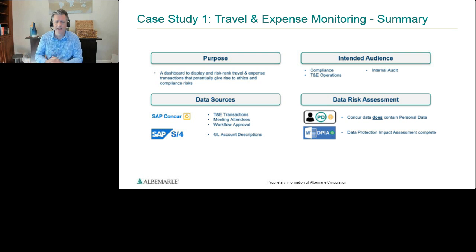Case study one was a monitoring tool for the traveling expenses of our employees. Our data sources are from Concur and from SAP. The audience for this particular dashboard is a compliance team, our T&E operations team, and our internal audit function. Clearly, this data does contain personal data, so we did conduct a data protection impact assessment in line with GDPR in conjunction with our Chief Data Privacy Officer.